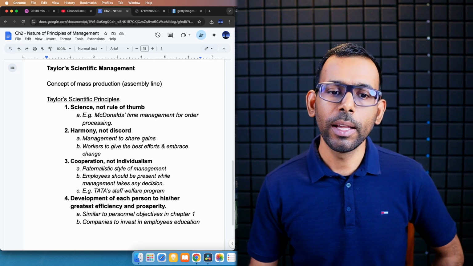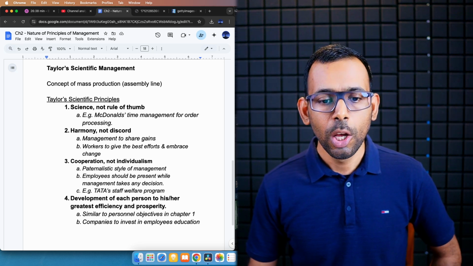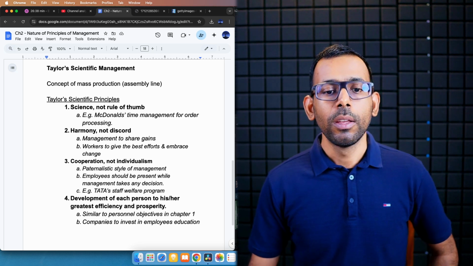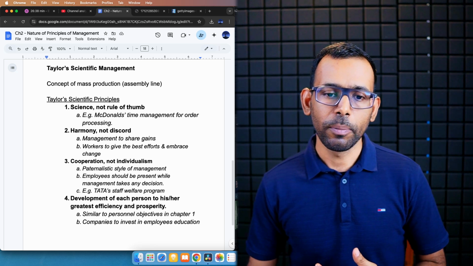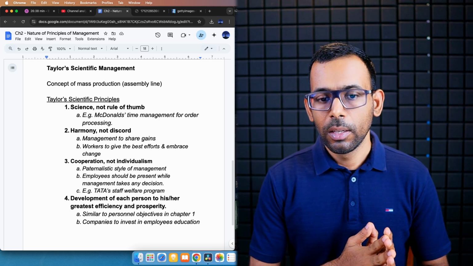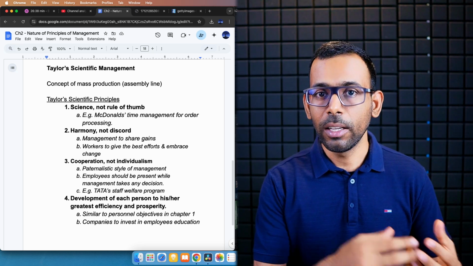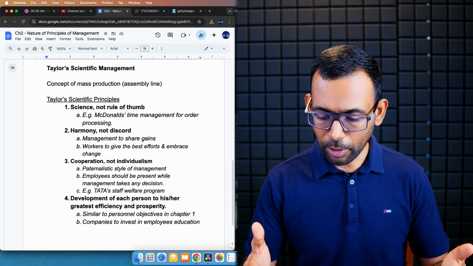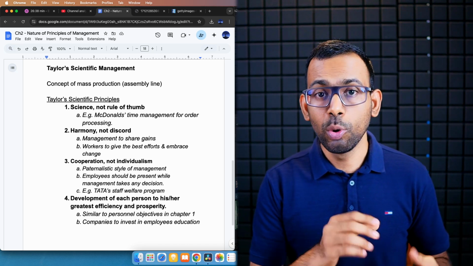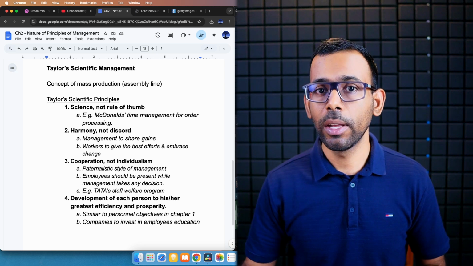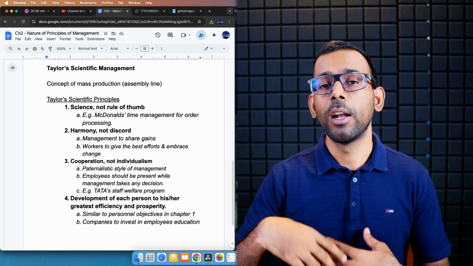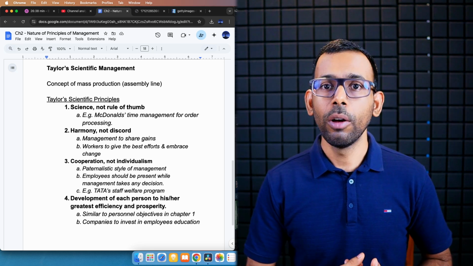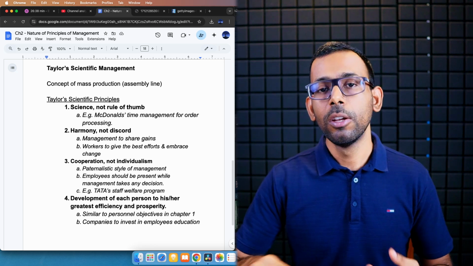There are 4 principles: science, not rule of thumb; harmony, not discord; cooperation, not individualism; and development of each person to their fullest ability. The first point is science, not rule of thumb. What is it? Taylor wanted to do everything scientifically. He wanted to have a proper beginning of a process and an official end of the process, and he also wanted to note down everything that goes from beginning to end, along with all the steps it takes and the time it takes to perform each and every step. So Taylor had the idea that there is a proper and scientific way to do everything.